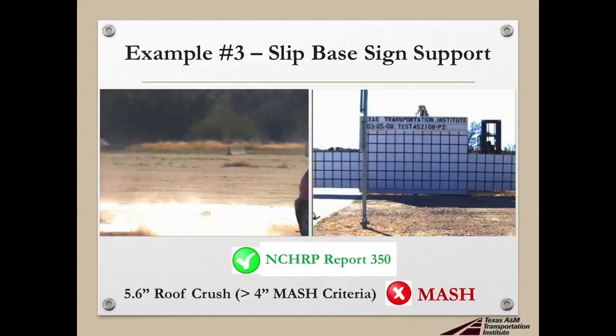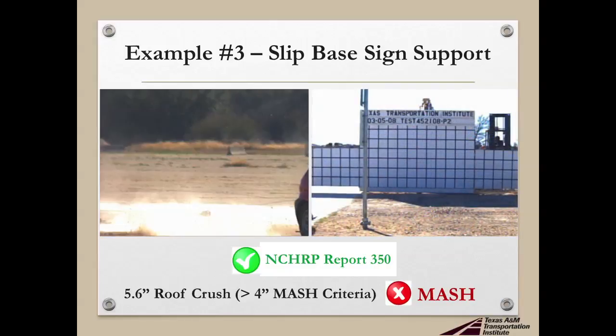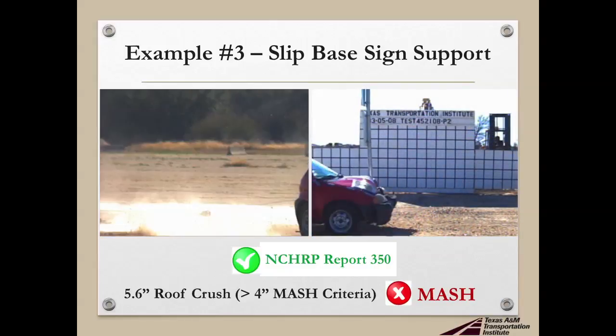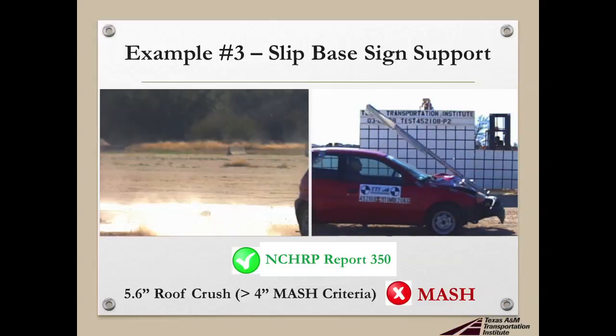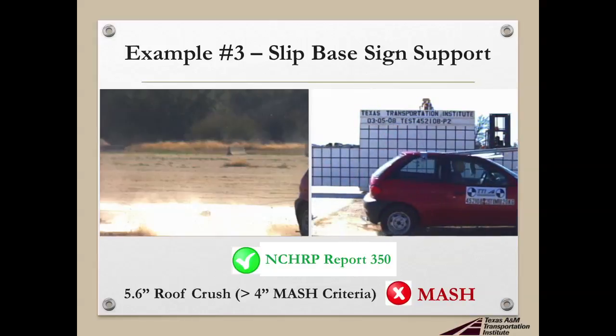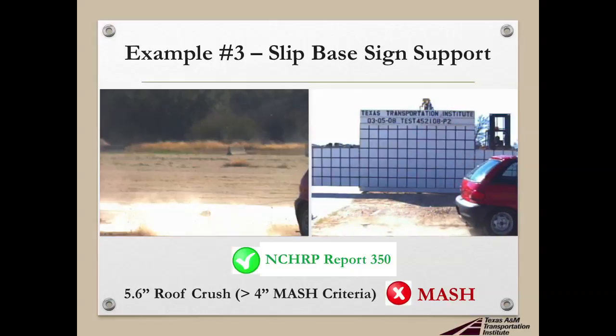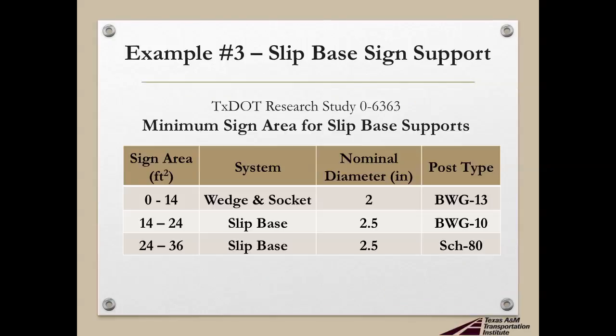Now under MASH, that 5.6 inches of roof crush that we saw in that particular test is no longer acceptable. MASH limits that to 4 inches. And so that system would not currently pass MASH. So what do we do about that? Well, we have to properly use these systems. So it's not always a matter of changing the design, but maybe properly using it.